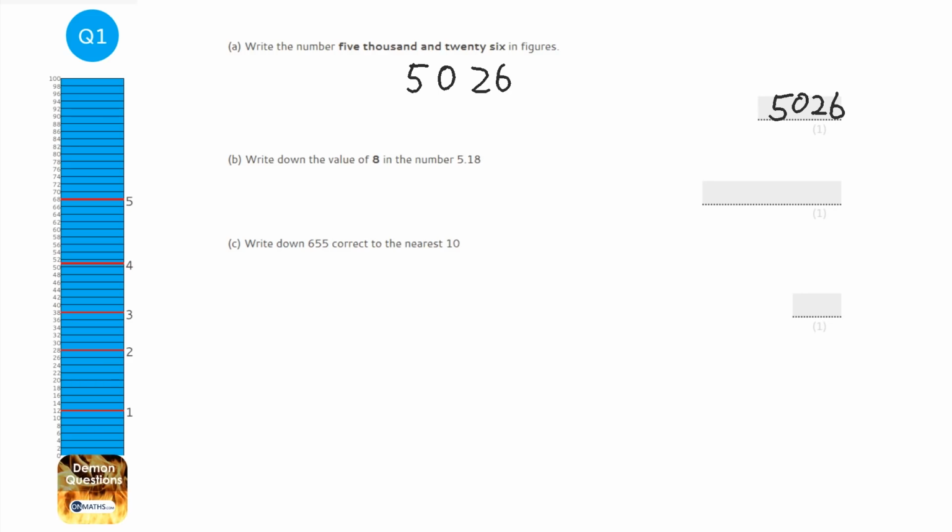Next question says, write down the value of 8. Now, if we remember, and let's just write the number a little bit bigger, this is our units column, this is our tenths column, and this is our hundredths column. So the value of the 8 is 8 hundredths. We can write that as a fraction, 8 hundredths. And that's the answer.